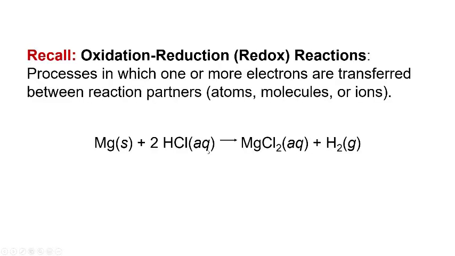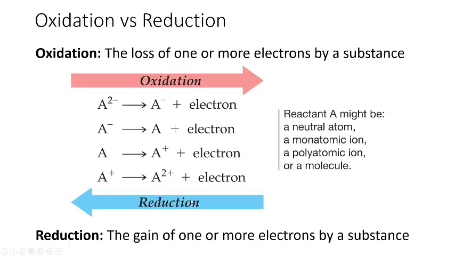This lecture is on chapter 7.6 to 7.8 on oxidation reduction reactions and activity series. So recall the introduction that we had for oxidation reduction reactions, or redox reactions, which are processes which involve one or more electrons being transferred between reaction partners, either atoms, molecules, or ions. All right, so let's get into this in more detail.